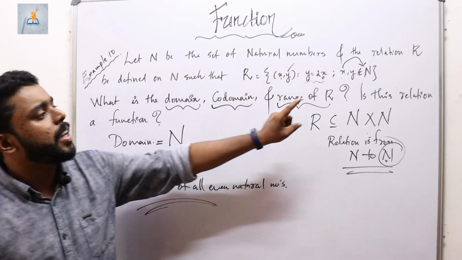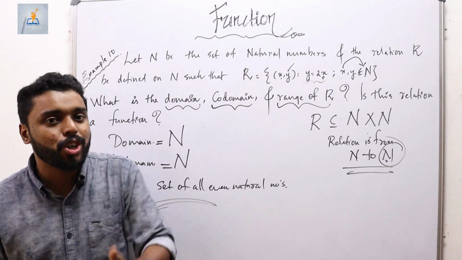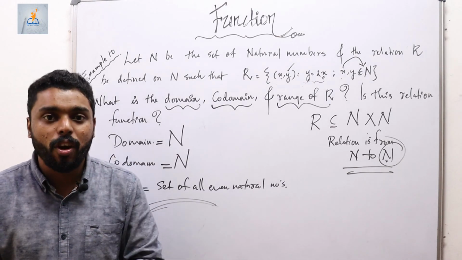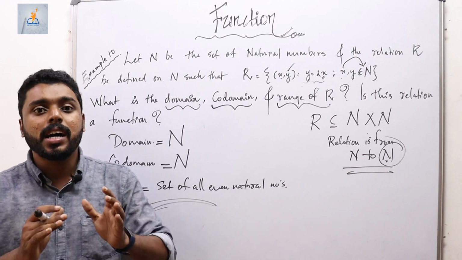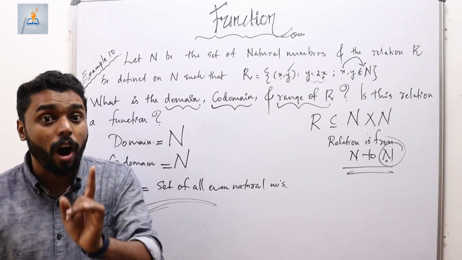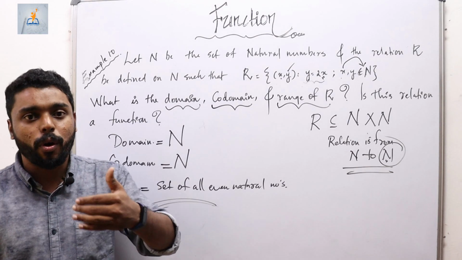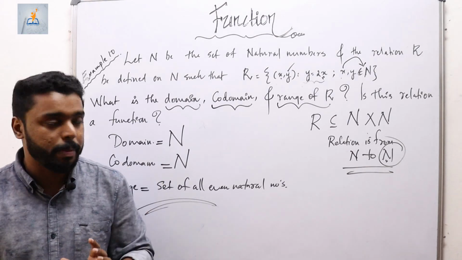Now, the question is, is this relation a function? We know that a relation is said to be a function only when each and every first element in the ordered pairs has one and only one distinct image, right? That means each and every ordered pair has distinct first elements, not the same first elements, isn't it?